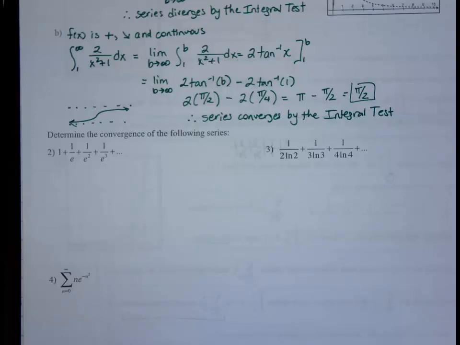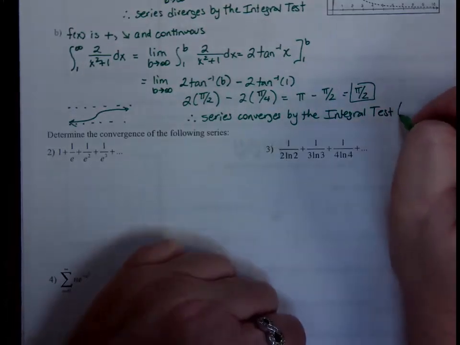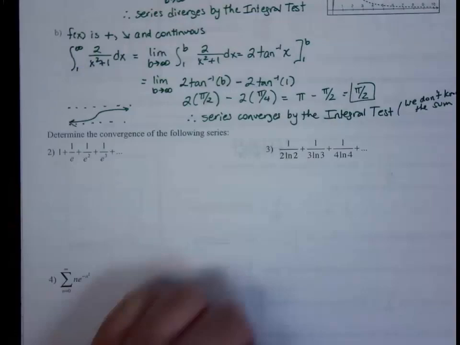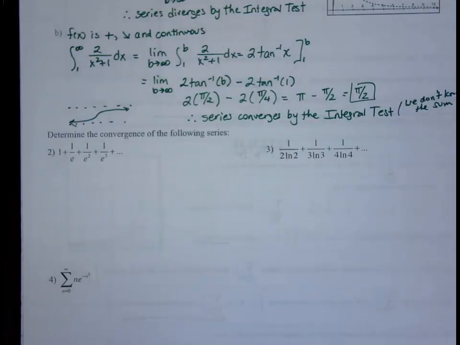A point that I need to make is this. Do I know what all those numbers in that series are going to add up to be? The answer is no. The pi halves, the only thing it tells us is yes, it converges. It doesn't tell us what the number that it converges to is. It might be pi halves, it might be something totally different. We don't know the sum. Okay, and we can't find it. Not with what we've got right now. Okay? We don't know the sum.